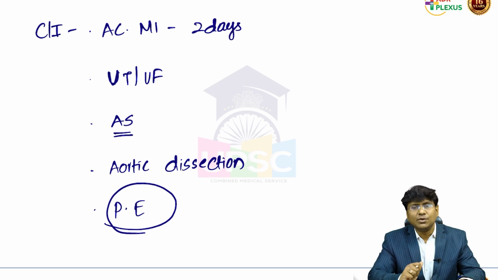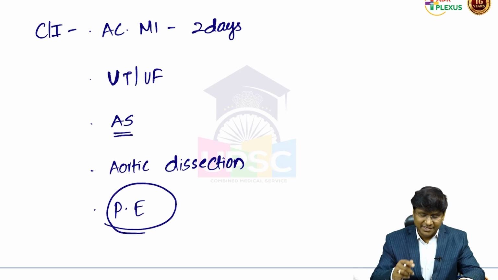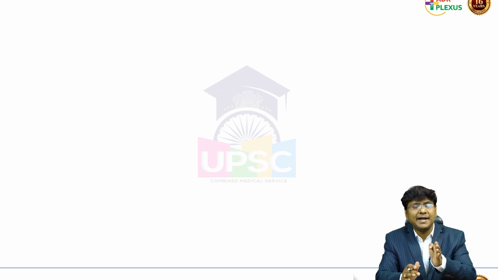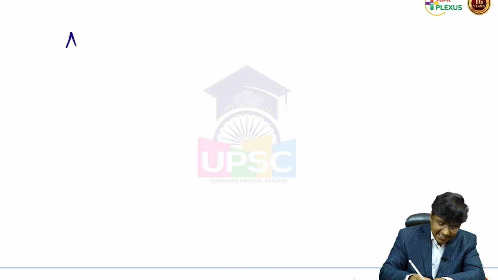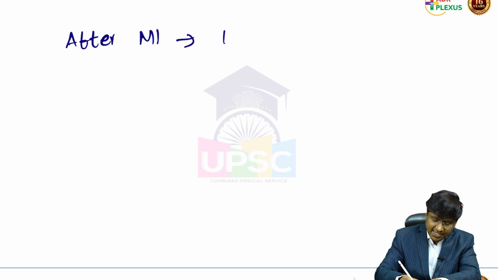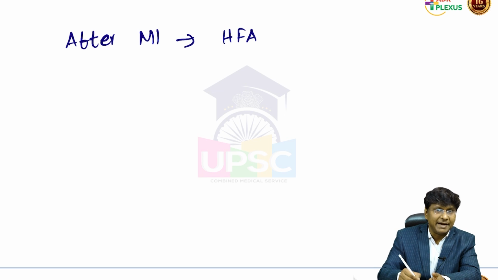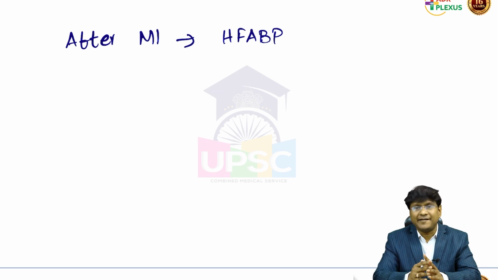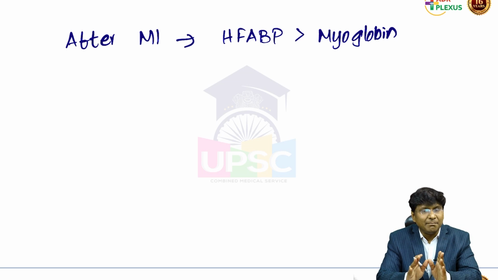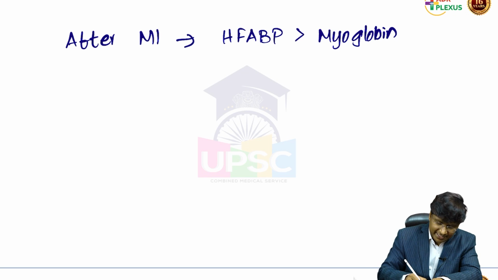Okay. Now, after having discussed the treadmill test, another important option was the cardiac biomarkers. Please remember, the first cardiac biomarker to rise after myocardial infarction is heart fatty acid binding protein, followed by myoglobin, right? But these two are non-specific, so the markers which we take into consideration are mainly troponin T or I.